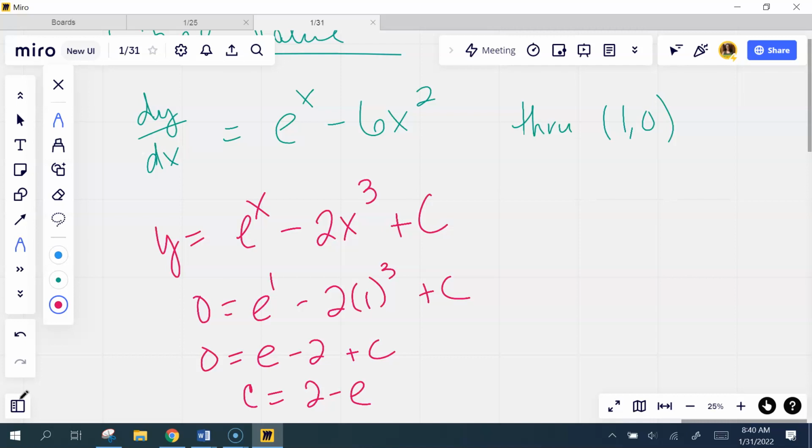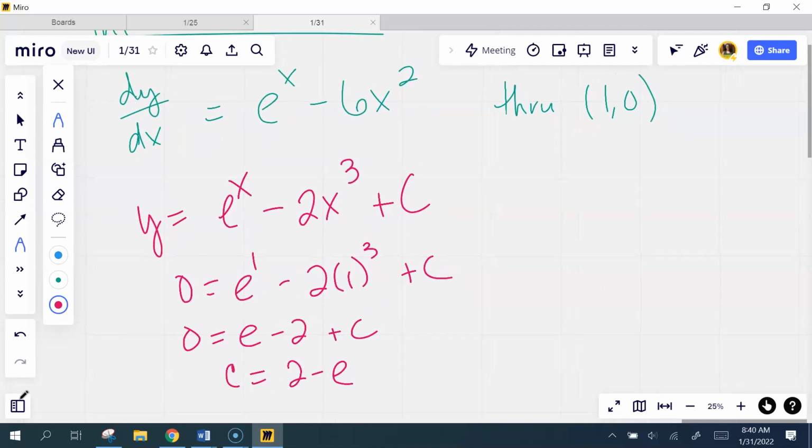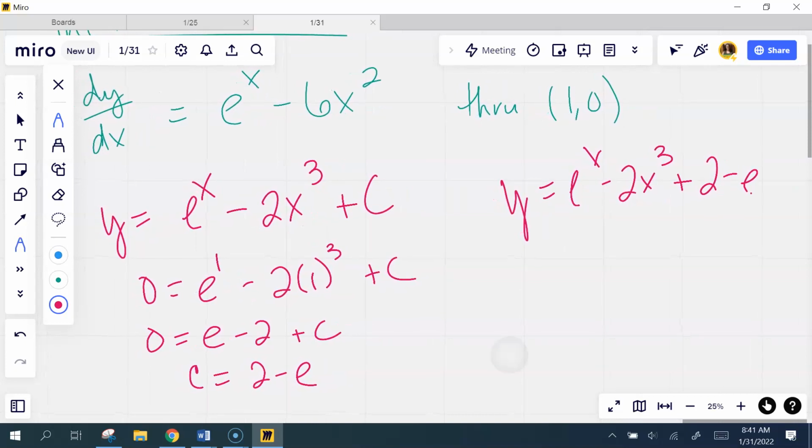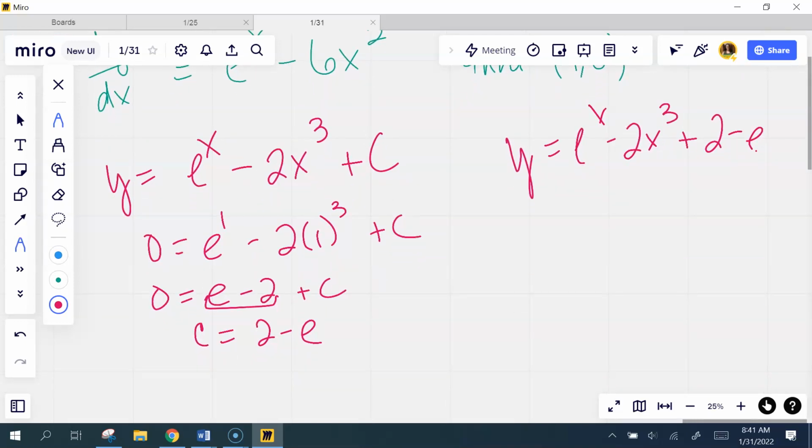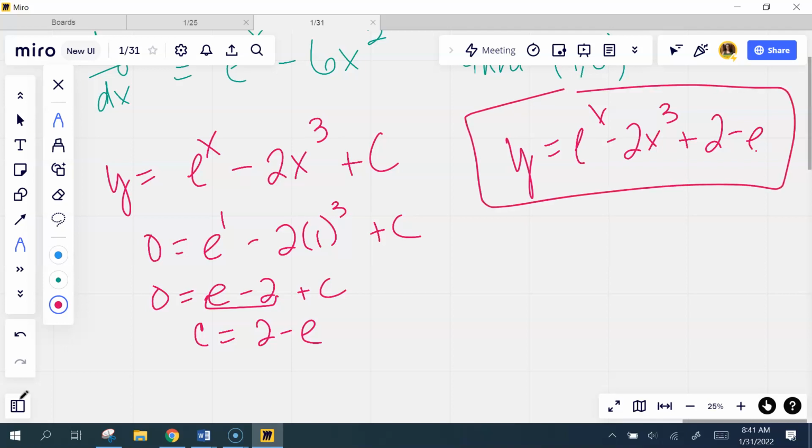So what did y'all get? 2 minus e is your c. So y would be e to the x minus 2x cubed plus 2 minus e. You got e minus 2 here, I'm assuming, but did you solve it for c? Did you move them to the other side? So solve it for c. This would be my exact solution.